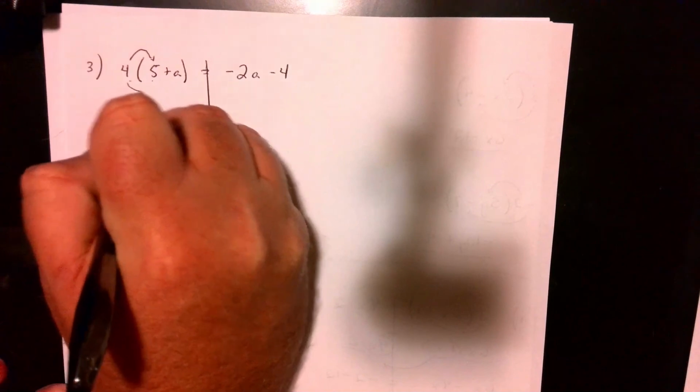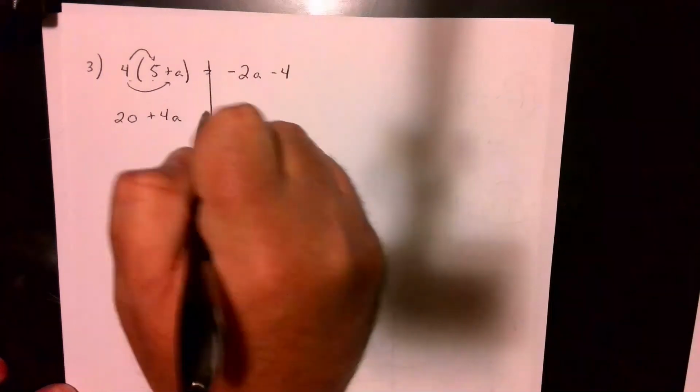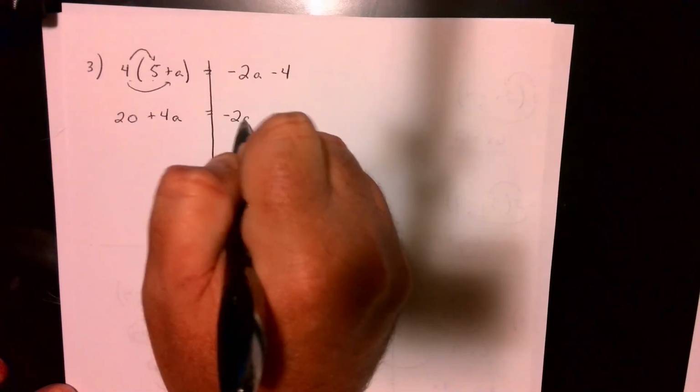Okay, I'm just going to get caught up with you a little bit. Hopefully you saw this and times this through. 4 times 5 is 20. 4 times positive a makes a positive 4a. There's nothing you can do on this side, so you just brought it down. Negative 2a minus 4. And keep going.